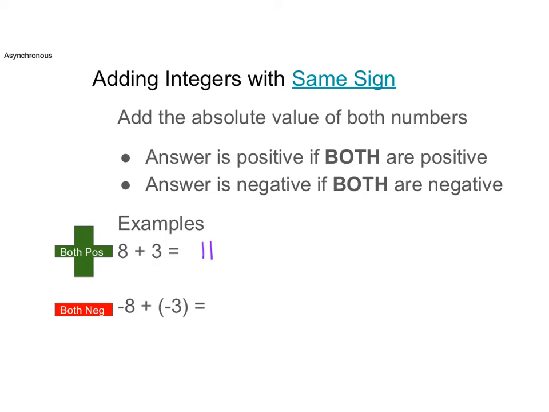Okay, so let's look at the negative ones. I have -8 plus -3. Do you see how they're both negative? I have an 8 that's negative and a 3 that's negative. So the answer is going to be negative if both are negative. They're both negative and I'm adding them together. That means I'm going to have -11. I basically have 8 negatives and I'm adding 3 more negatives to it, so it's -11.